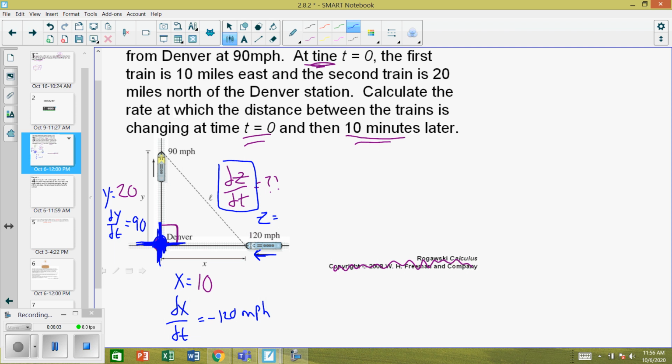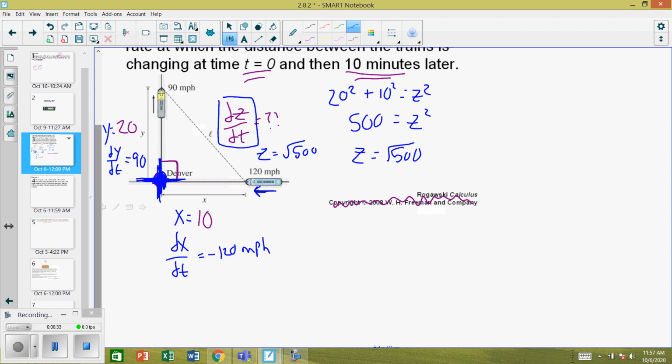Okay? And the only other variable I'm missing is z here. If you want to find that, simply do the Pythagorean theorem. 20 squared plus 10 squared equals z squared. And unfortunately, I don't think that's going to be a pretty number here, so we're going to keep it exact as much as we can. We're just going to say z is simply the square root of 500. Okay, great. So we got all the information we need.